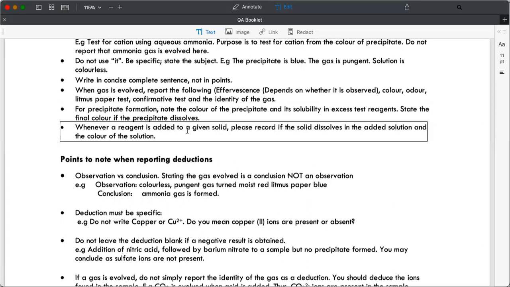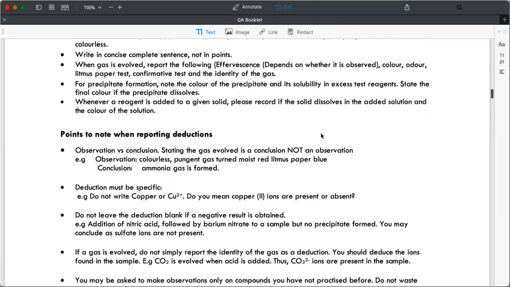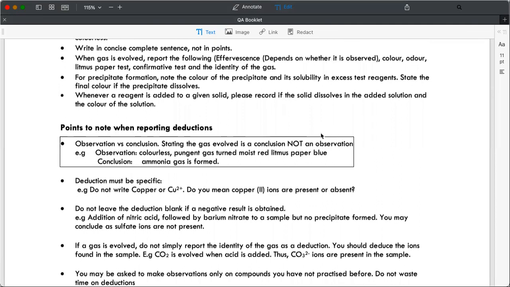Whenever a reagent is added to a solid, please record if the solid dissolves and you must say the color of the solution, even if it's colorless. For example, the white solid dissolved in acid to form a colorless solution, or the white solid dissolved in water to form a colorless solution. Please do not forget to say that the solid dissolved and the color of the solution.